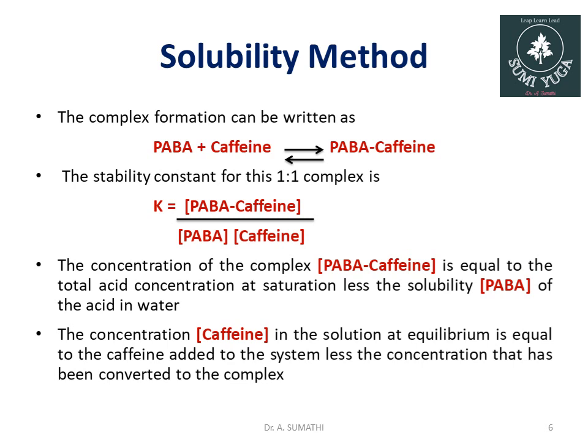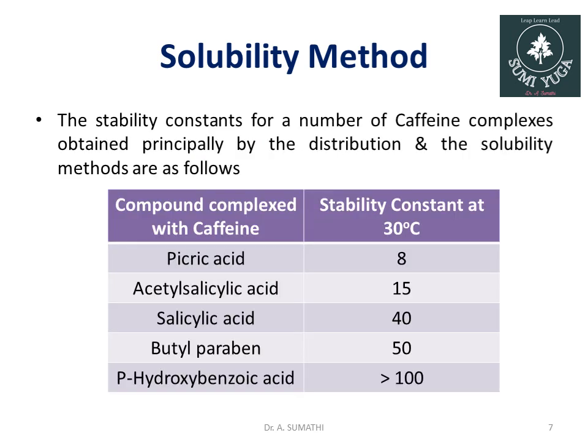Whereas the concentration of caffeine in solution is equal to how much caffeine we added to the system minus how much caffeine was converted to complex. So it is very simple: we can determine complex formation using the solubility method. This method is described here using the PABA caffeine complex.